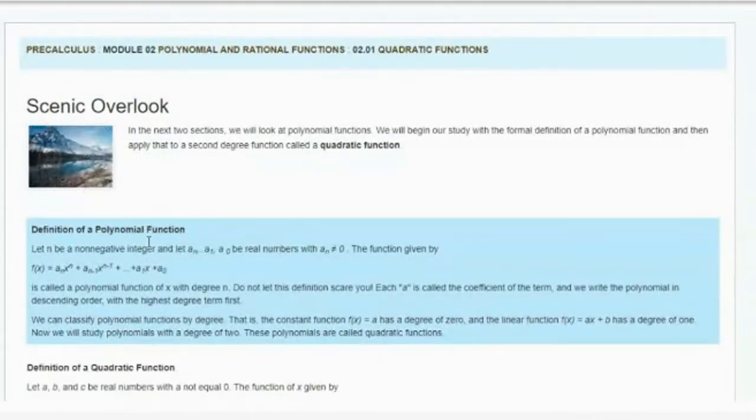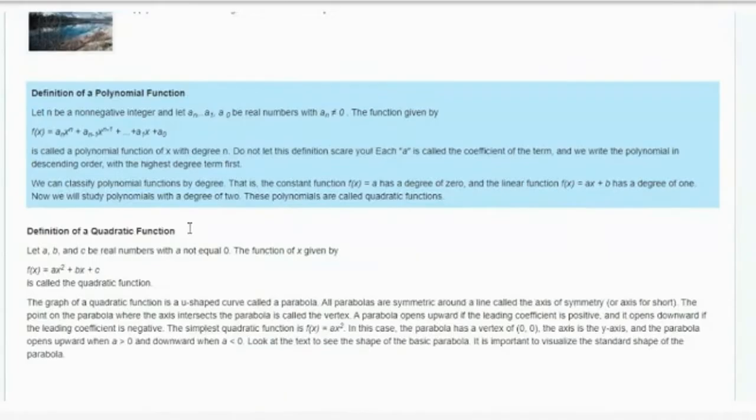So first, let's start with just a definition of a polynomial function. What is a polynomial function? Well, we let n be a non-negative integer and let a sub n be real numbers with a sub n not equal to 0. So a function is defined as a sub n x to the n power plus a sub n minus 1 x to the n minus 1 power. So a is just the first coefficient. The first coefficient can't be 0 or else you don't have any term there.